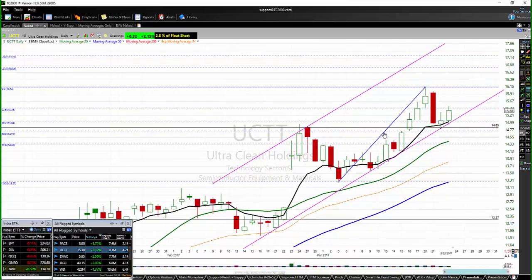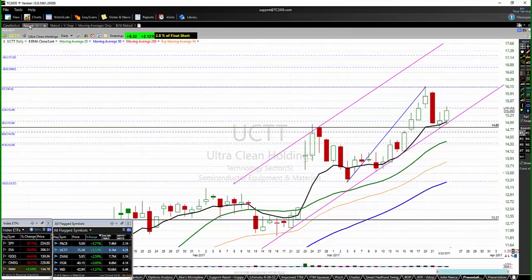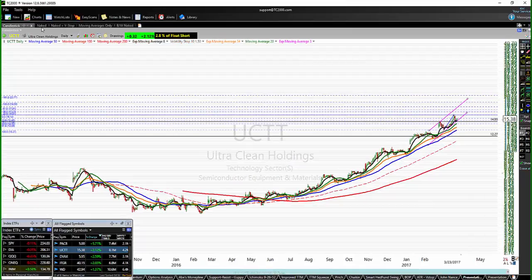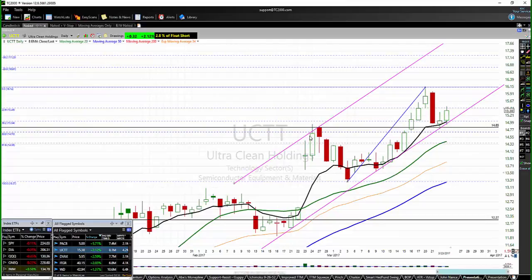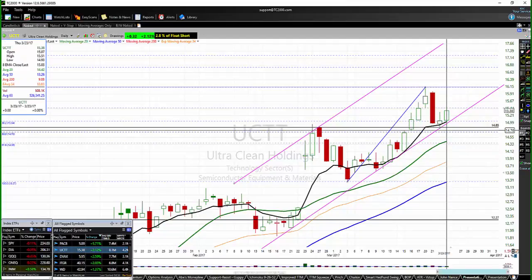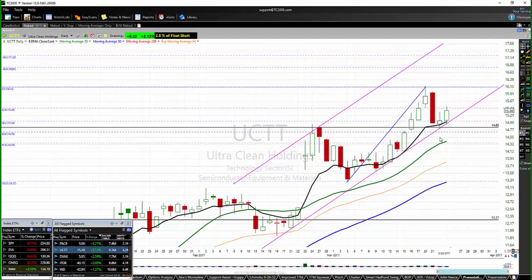If you look at this level, this is our support level. We also have some support here off of this trend line. But if I'm going to put my position in place, I'm going to put my stop down here below this support level to protect my stop. I'm looking for a breakout here, and then I'm looking for the 38.2 extension of this run.